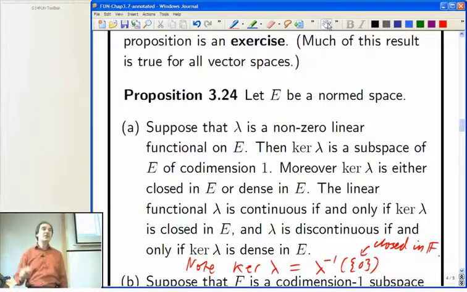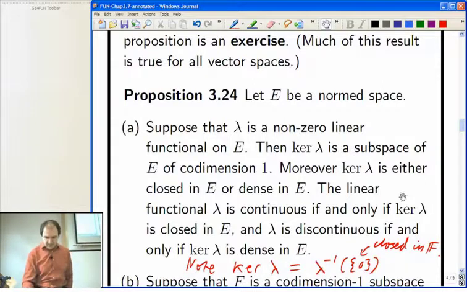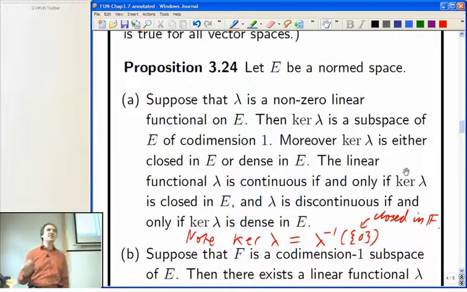Right, so last time we were looking at the connection between linear functionals and their kernels and codimension 1 subspaces. Codimension 1 subspaces are the kernels of the non-trivial linear functionals. And then there was a dichotomy that these codimension 1 subspaces, these kernels, were either closed or else they were dense. They were closed if and only if the linear functional was continuous, and they were dense if and only if the linear functional was discontinuous.